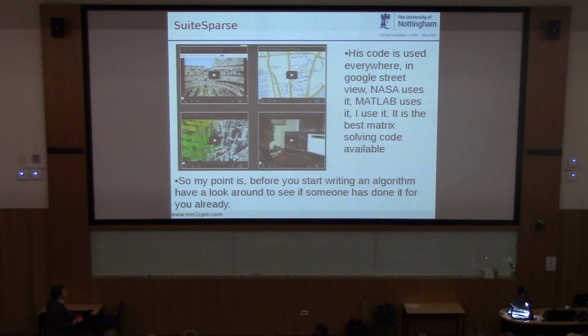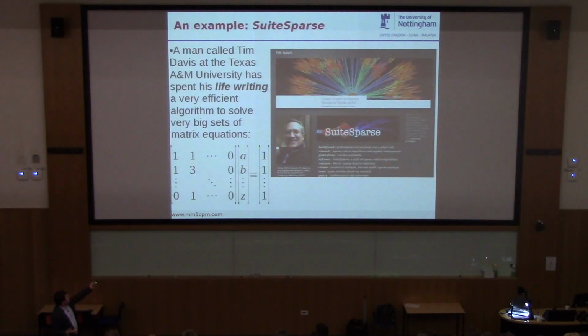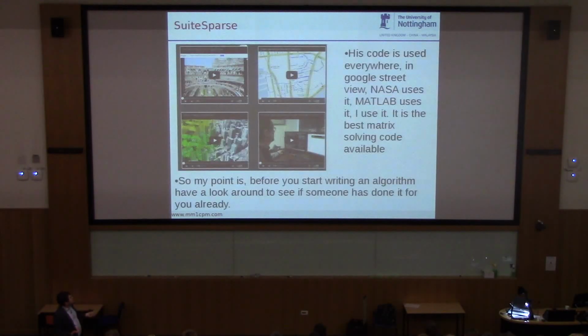And his algorithm is used basically by Google Street View in their calculations, in Google Maps, NASA uses it, and also you guys already use it in MATLAB, because whenever you divide one matrix by another in MATLAB, they've actually plonked his code in MATLAB. So the MATLAB people didn't bother writing an algorithm for this. They just borrowed his code, because it's the most efficient way to do it, and he's the expert. And also I use it, and it's a really fantastic algorithm. So my point is, before you start writing an algorithm by hand, look around at what other people have done, because sometimes you don't need to write it, you can just copy it. So there's always this play between the two.